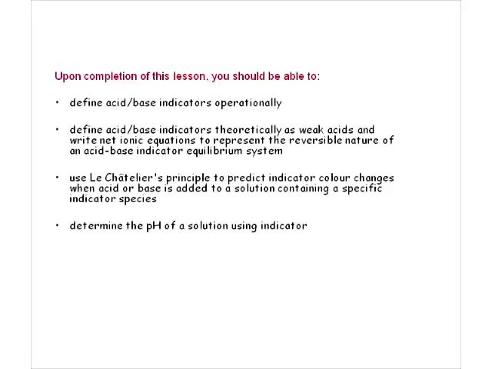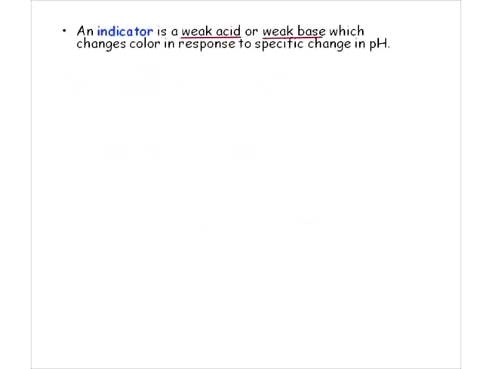Here are the outcomes for this lesson. Okay, so by definition now, an indicator is a simple weak acid or a simple weak base which changes color in response to a specific change in pH. So it's a chemical that itself is a weak acid or weak base, so it's able to be ionized or it's able to attract the hydrogen. It's a weak acid or weak base, depending on the levels of the acid or base of the environment that it's placed in.